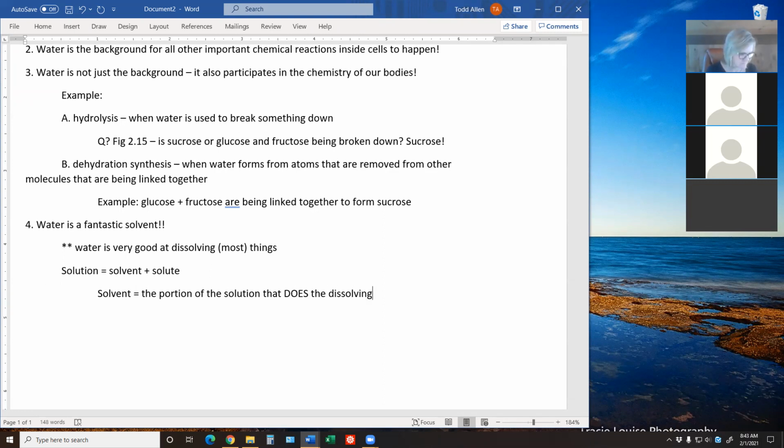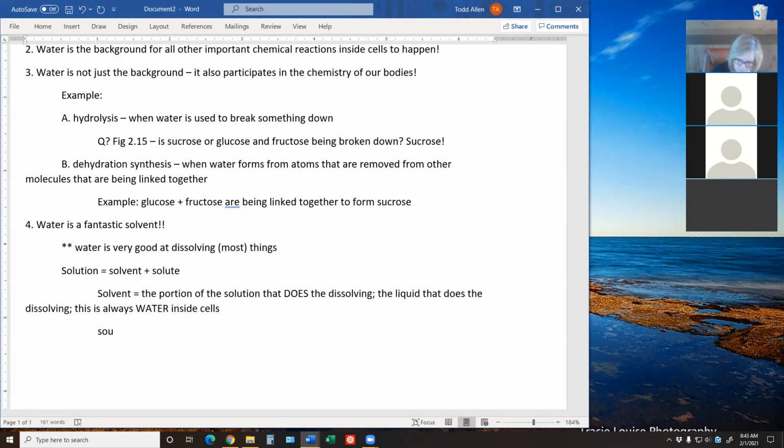Okay, it is usually the liquid that does the dissolving. Okay, and in cells, that liquid is always going to be water. It's never going to be another substance. It's not going to be antifreeze or alcohol. It's just not compatible with life, okay? Okay, this is always water inside cells. There's never an example of it being something else.